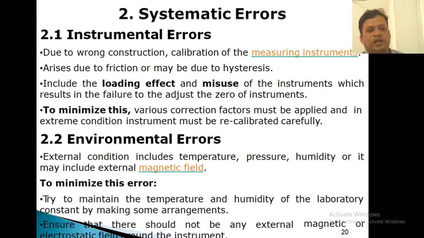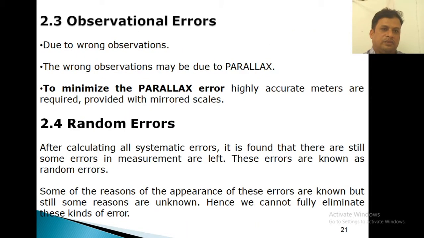And environmental errors. What is environmental error? The external conditions include temperature, pressure, humidity, or may include an external magnetic field also. These are the environmental errors. To minimize this error, try to maintain the temperature, and humidity can also be maintained, keeping the laboratory constant by making some arrangements. Ensure that there is no external magnetic or electrostatic field around the instrument while measuring. This will be minimized if the precautions are taken.